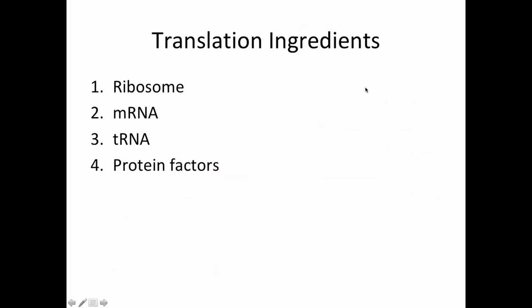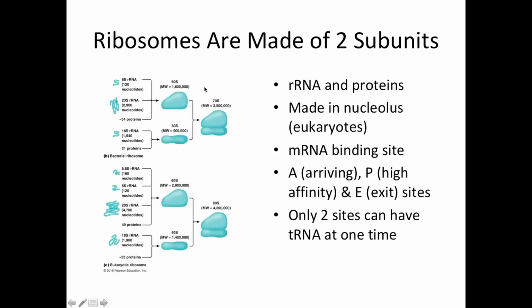Okay, so what do we need to do translation? Well, we're going to need some ribosomes, some mRNA, some tRNA, protein factors. Remember, the ribosomes are made of rRNA as well as some protein. The ribosome has 2 subunits, a large subunit and a small subunit. And keep in mind it's got stereotypical weights for bacteria and for eukaryotes, for the large and small, as well as for the full, complete ribosome.